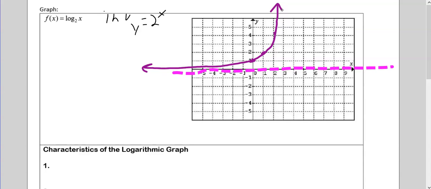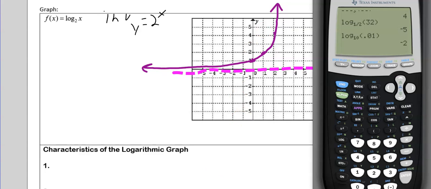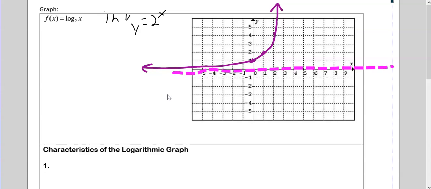Okay? So what we're going to do now is enter this in the calculator. So we're going to go to y equals, and I'm going to hit that math key. I'm going to go to log base and hit enter. And I'm going to put the 2 in here and the x in here. And you're going to see what it looks like. Okay? And if I went to my table, I have points here, and I'm just going to put them on the paper over here.